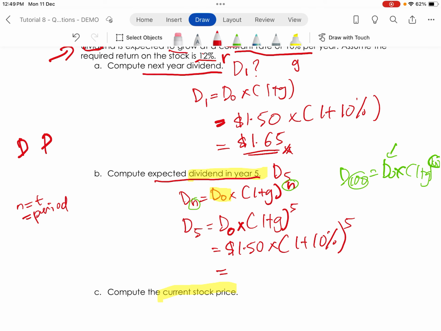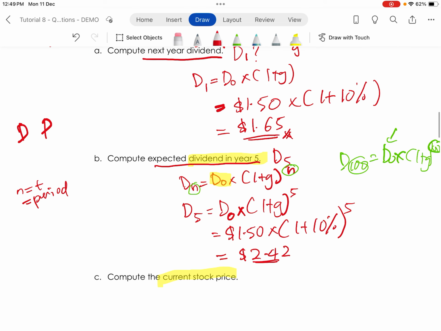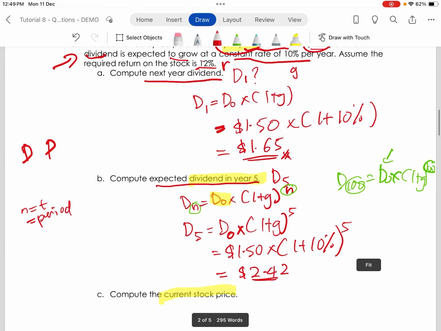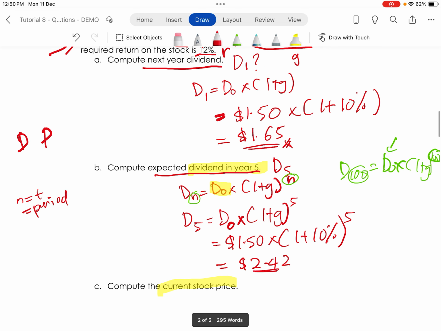Okay, then you get the answer. 1.1 power 5. Make sure you round up your answer to 2 decimal points. 2.42. Wait, let me calculate again. 1.1 power 5, okay, 2.42. So in the next 5 years, you expect the dividend will be 2.42 per share. Now moving on to question C.